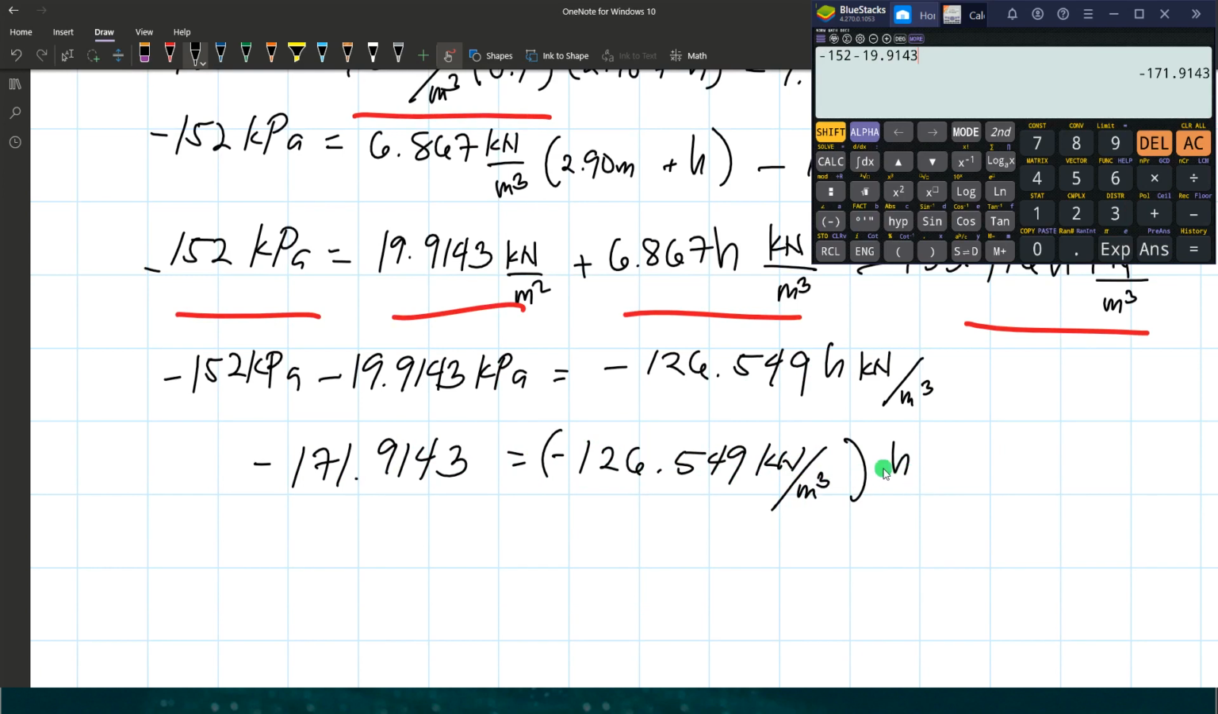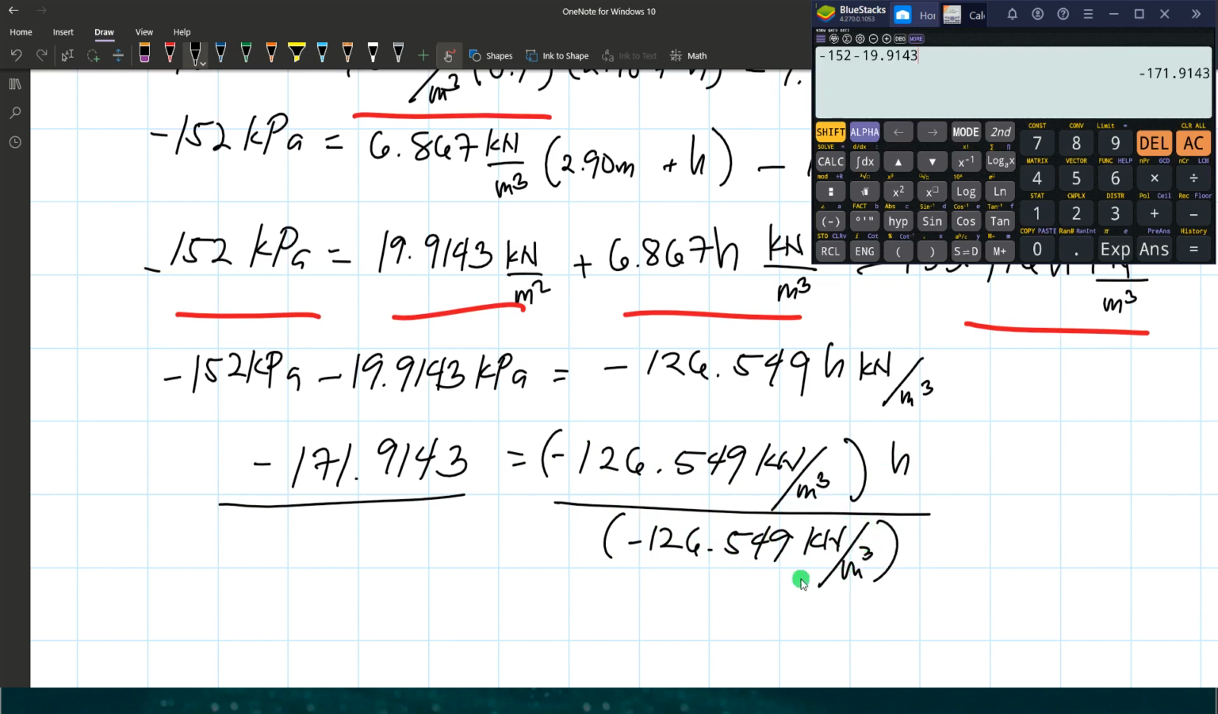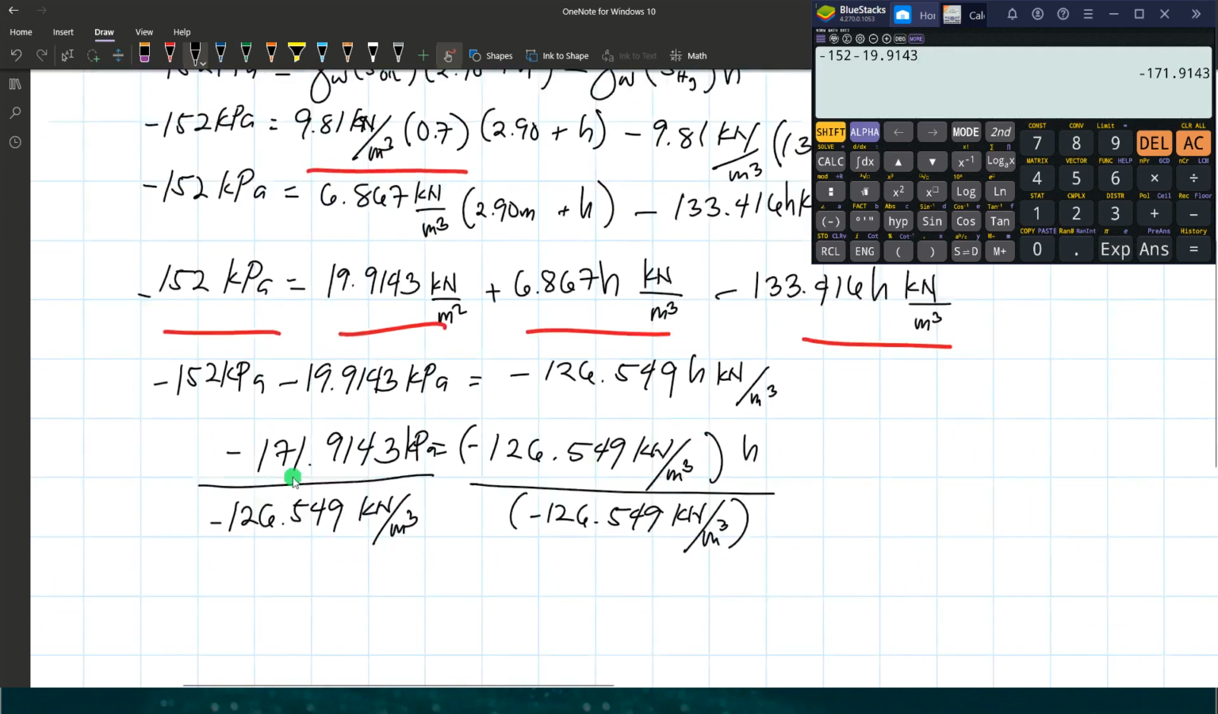So to determine H, divide both sides by its coefficient, which is negative 126.549, which is kilonewtons per cubic meter. So this is in kilopascal. Kilopascal is kilonewtons per square meter. So negative 126.549 kilonewtons per cubic meters. So this will be cancelled out. We will have an answer that is positive.